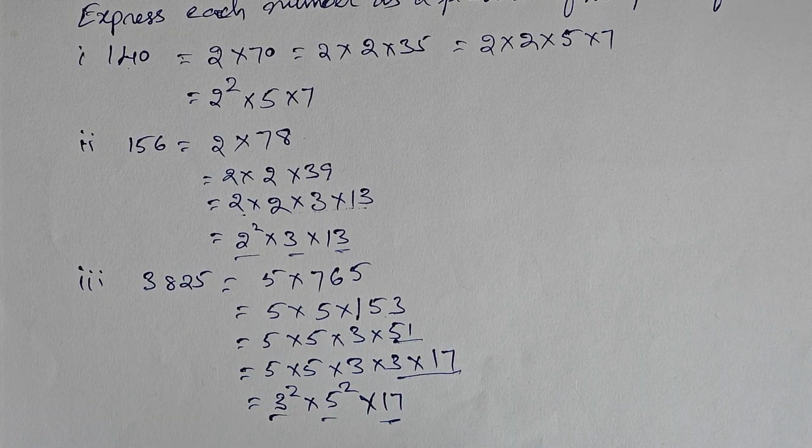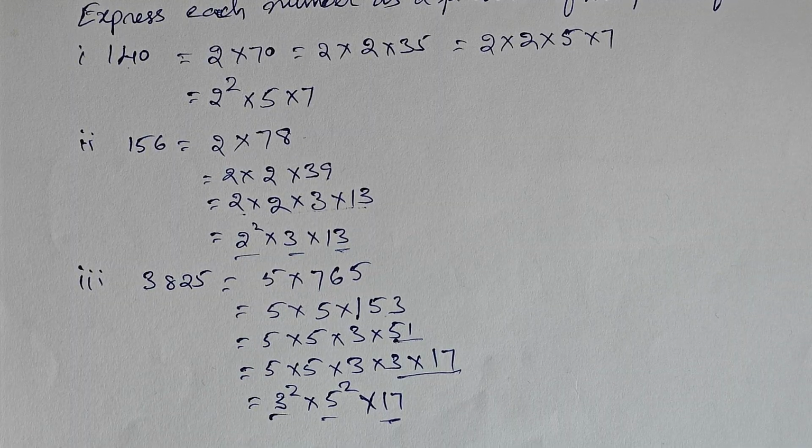Like 1 and itself, they will always be the factors. If any number is a composite number, other than 1 and itself, there will be other factors. Okay.